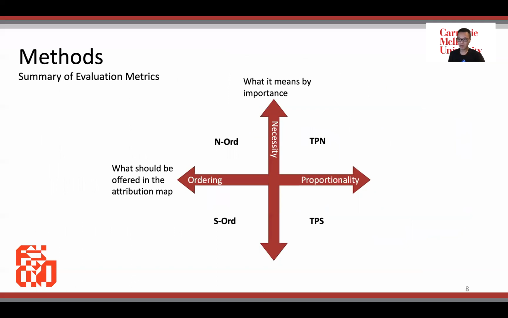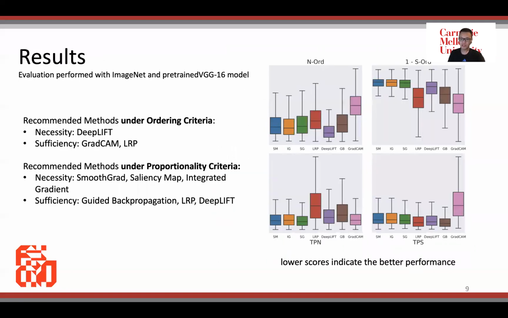We summarize our method. Firstly, we decompose importance into necessity and sufficiency. We also decompose the concept of a good attribution map into ordering and proportionality, which finally offers us 4 evaluation metrics. We use these 4 metrics to evaluate 7 attribution methods over 9,600 images from ImageNet on a pre-trained VGG16 model, and the results are shown on the right side.